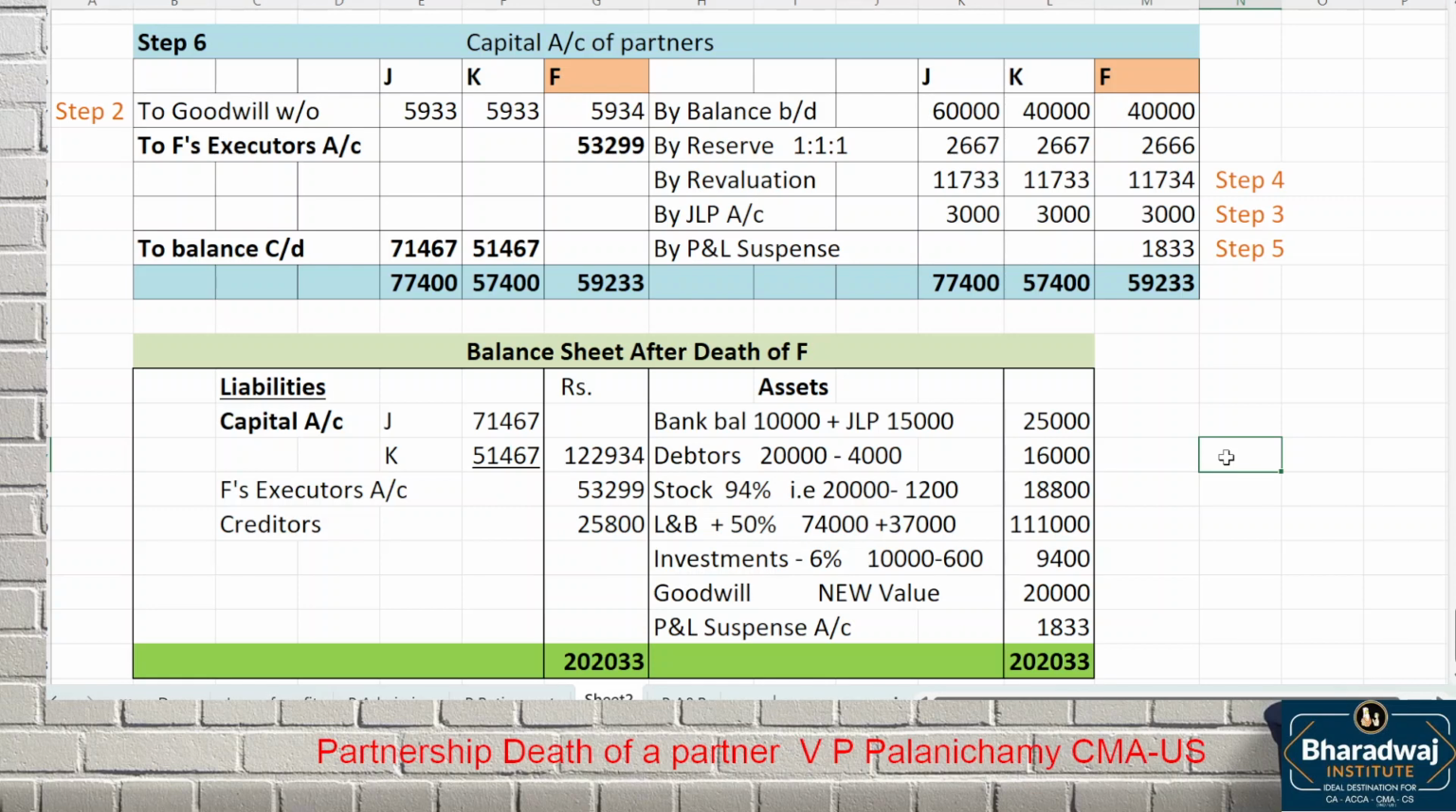With this, death of a partner is over. So what is the main difference between retirement of a partner and death of a partner? Number one, treatment of JLP, and which one? The profit share till the date of death of the partner.